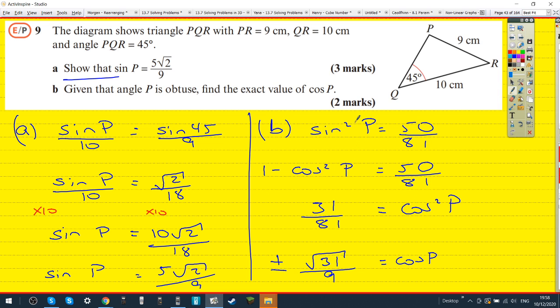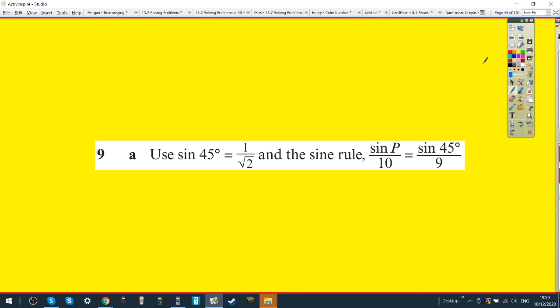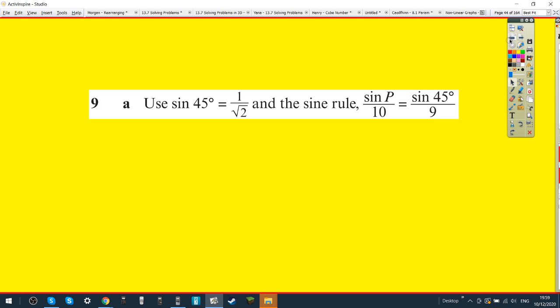I know it's obtuse, so it'll be in the top half of the quadrants. Wouldn't it be in the top left and it'd be negative, right? Yep. So cos P is equal to minus square root 31 over 9. Well done. You got it.